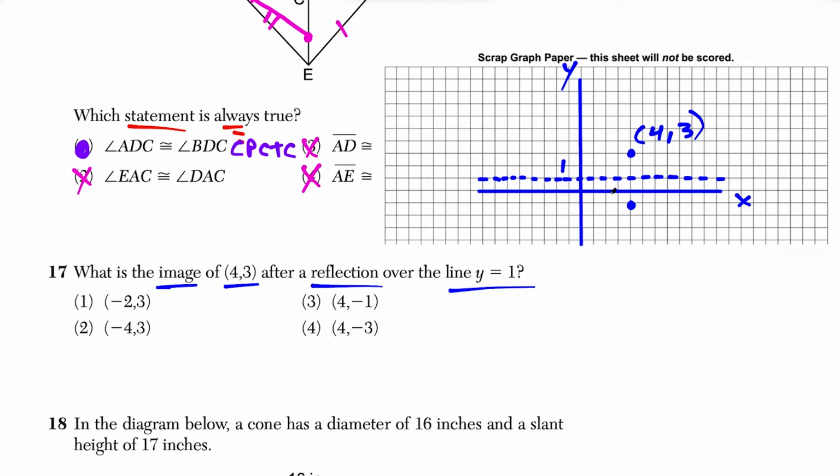And now I just have to identify the coordinates of this new point. So we're going to go to the right 1, 2, 3, 4 and down 1. So our image is going to be at (4, -1). So choice 3 is our answer.